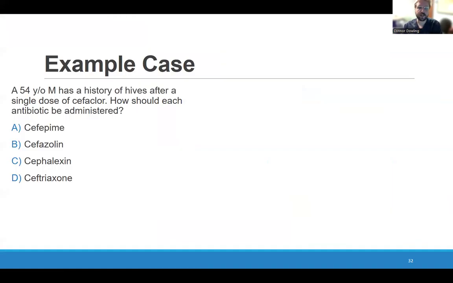And just as a way to contextualize this, similar to our penicillin allergy history patient, I did want to go through this case really quickly with you all and walk through it, to have a better understanding of what we might do when we see a history of beta-lactam allergies.